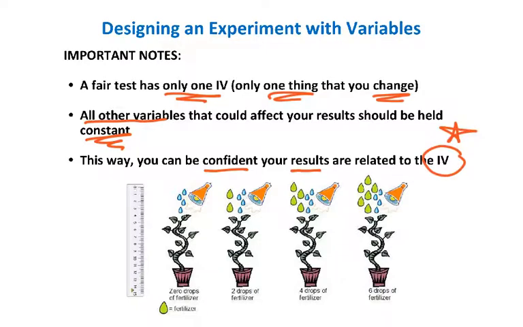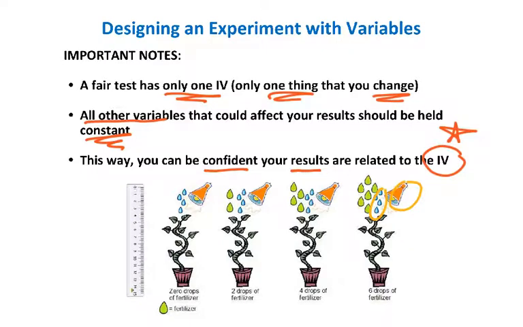So in this case, the number of drops of fertilizer, that's our independent variable. And if we want to be confident that the height of the plant is really caused by the amount of fertilizer that the plant got, then we need to make sure that the amount of fertilizer was the only thing that was different for each of our 4 plants. Otherwise, we can't say that the fertilizer is really causing the plant to get taller, okay? Unless we keep everything else the same. Everything else, like the amount of sun and the amount of water, all those things have to stay constant, okay?